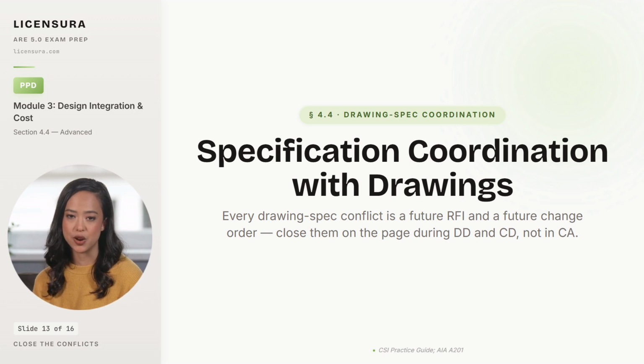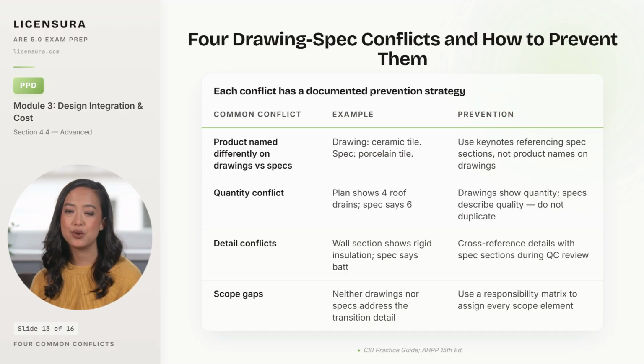A systematic coordination process during DD and CD phases is the only path to a defensible set, and the exam tests whether you know what that process looks like. Four conflict types repeat on almost every commercial project, and each one has a known prevention strategy.